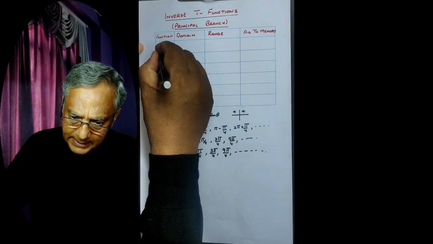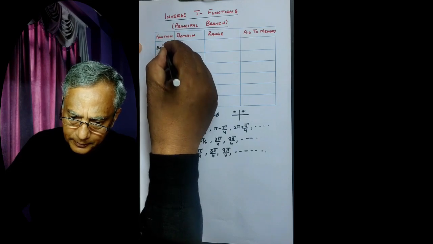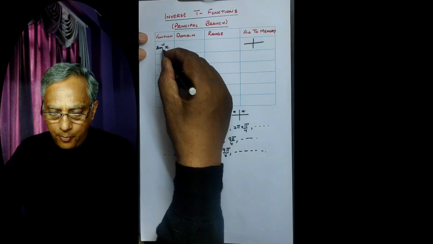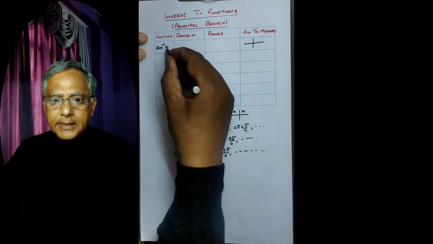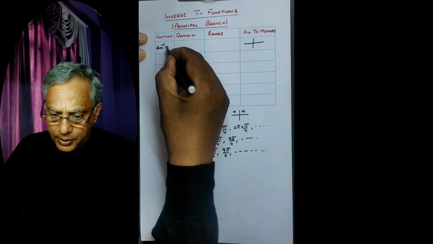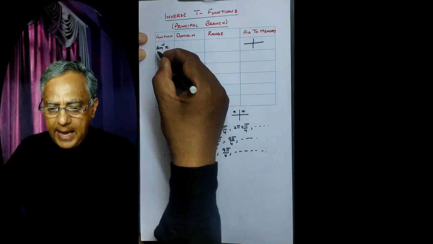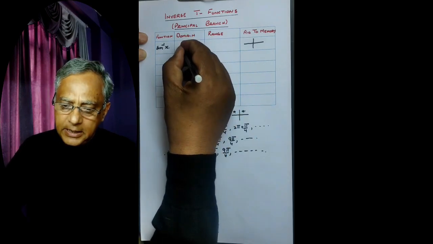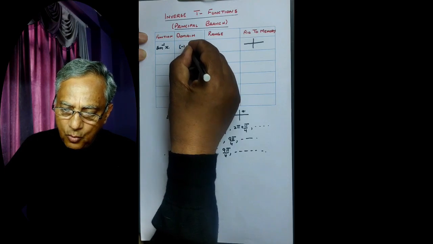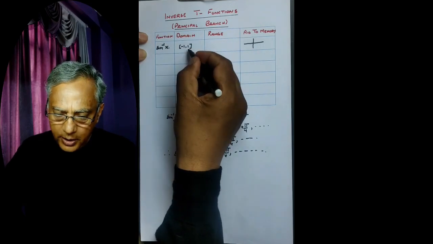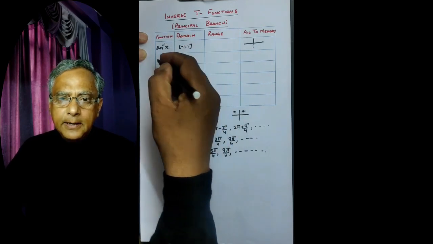Now, first is sine inverse x. The domain of sine inverse x is the same as the range of sine x, by definition of inverse functions. Now, the range of sine x: values of sine x lie between -1 and 1. All the values of sine x must lie between -1 and 1. So the range of sine x is the domain of sine inverse x.